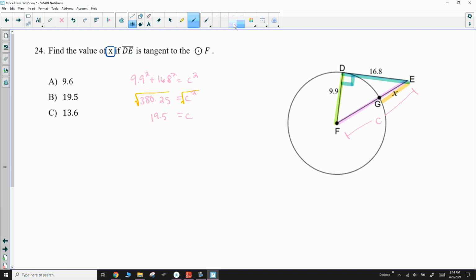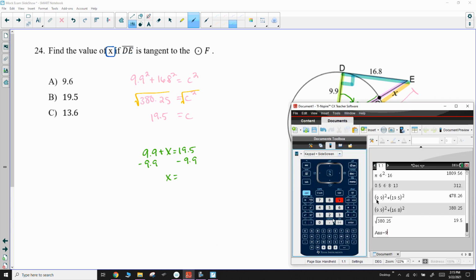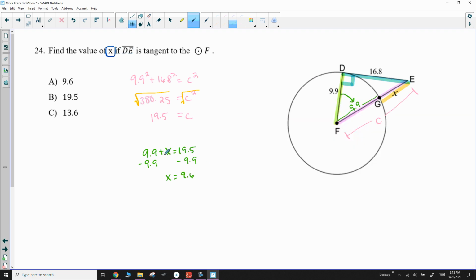Well, the good news is I recognize that this radius, that 9.9, is also what's happening right here. So 9.9 plus x gives me the length of this C value. So 9.9 plus x is equal to that C value, which is 19.5. From here, we're going to subtract 9.9 from both sides, and that will tell me that x is 9.6, and I'm going to cross my fingers and hope that that's on there. Yay!